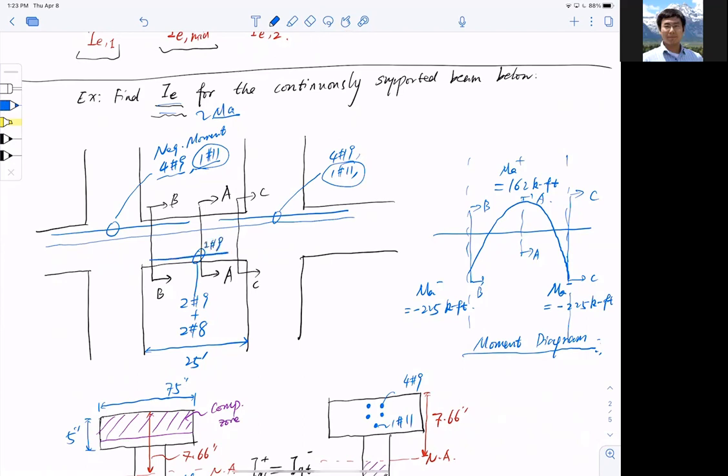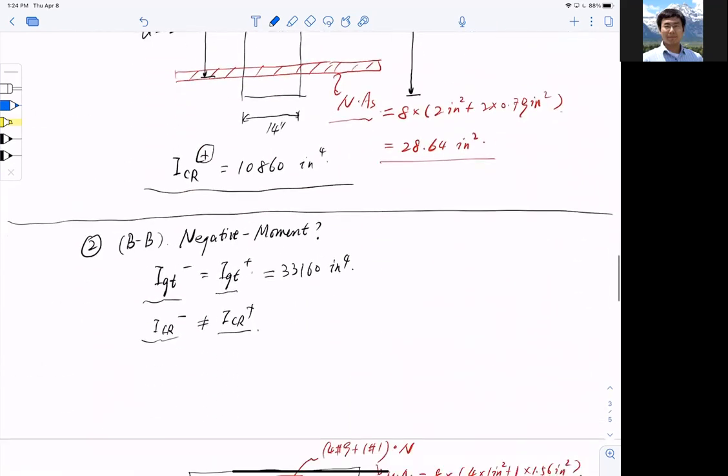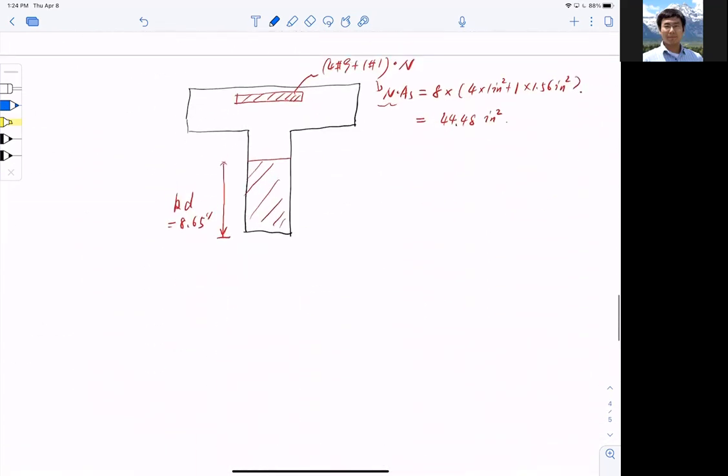Okay, number 9 here, and I use another 2 number 8 here extending into the support. I extended 2 number 8 here into the support. So these details tell me that these 2 number 8 here, I also need to convert into steel.